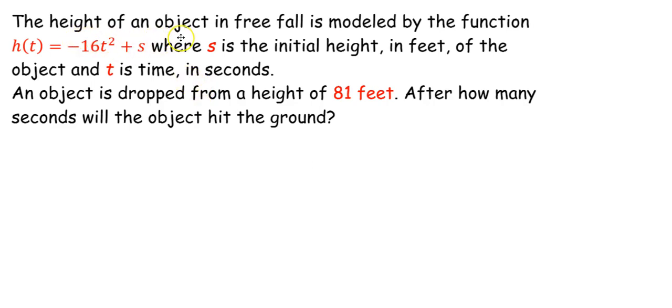The height of an object in free fall is modeled by the function h of t is equal to negative 16t square plus s, where s is the initial height in feet of the object and t is time in seconds. Now, an object is dropped from a height of 81 feet. After how many seconds will the object hit the ground?